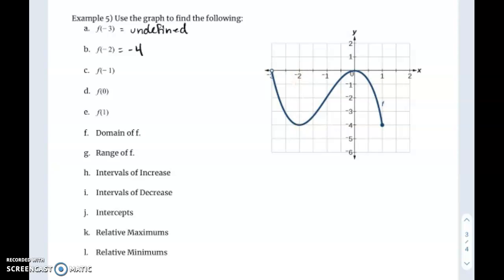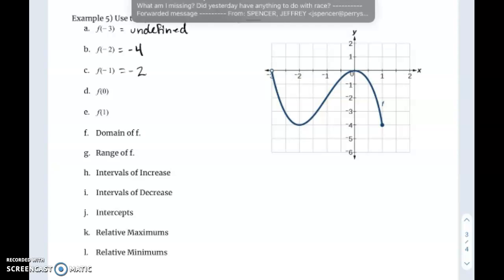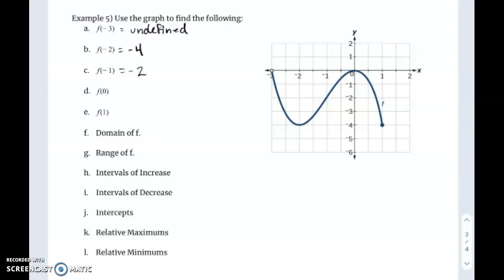Okay, f of -1. So we're looking here at this point where x is -1, the y value is -2. f of 0. When you look at 0, there's a y value of 0 there. f of 1. You go over to 1, and there is a filled-in point at -4. So the y value there is -4.